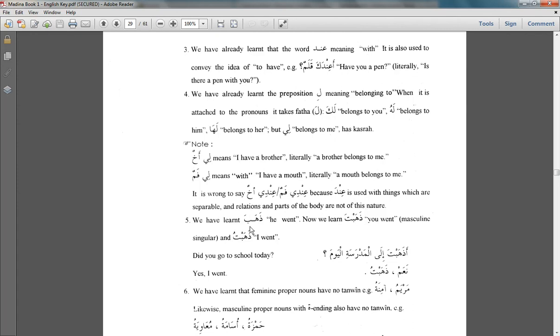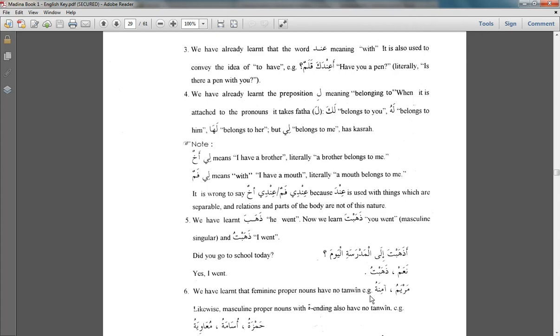We have already learned that dhahaba means he went. Now we learn that dhahabta means you went, and dhahabtu, I went. So basically you make the last letter sukoon and then you put ta or tu. Ta is for masculine singular, you, one person, went. Dhahabtu, I went. A dhahabta ilal madrasati al-yawm? Did you go to the school today? Na'am, dhahabtu. Yes, I went.